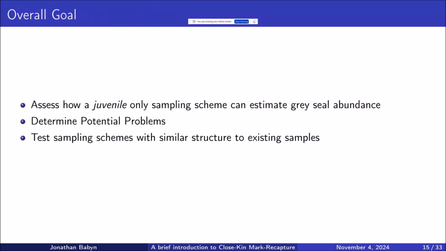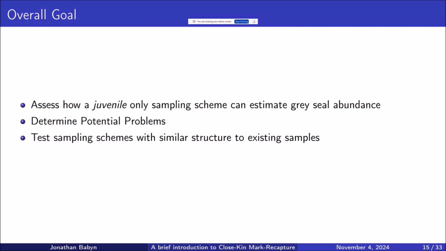And so the goal of this project that I've been working on is a little bit different than the CKMR that I was talking about in the first half, where we had both an adult and a juvenile sample. Because in this project, the goal was to assess how well a juvenile-only sampling scheme could estimate gray seal abundance.